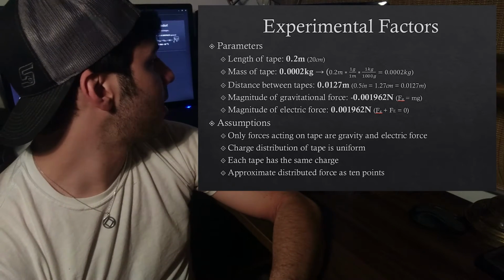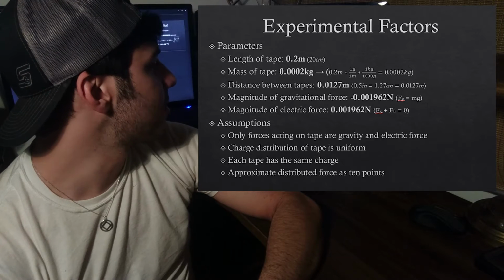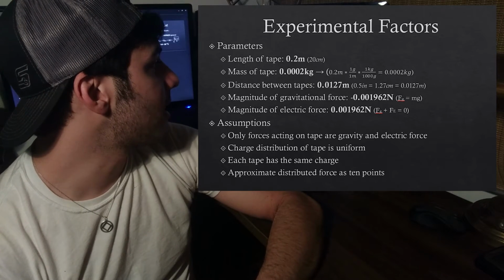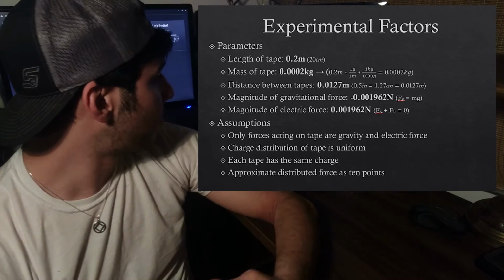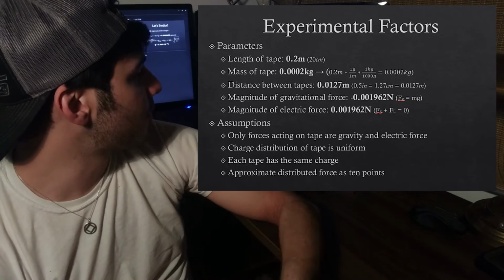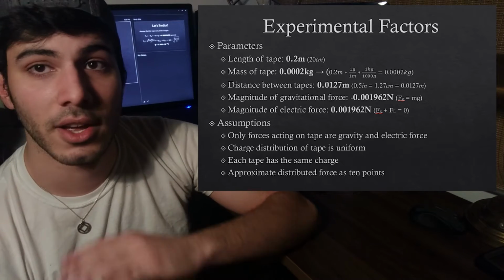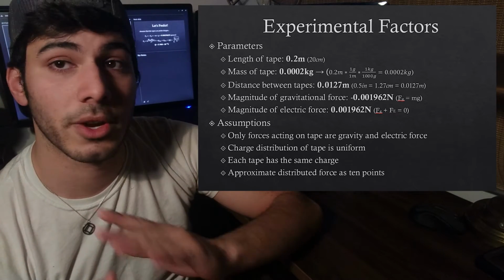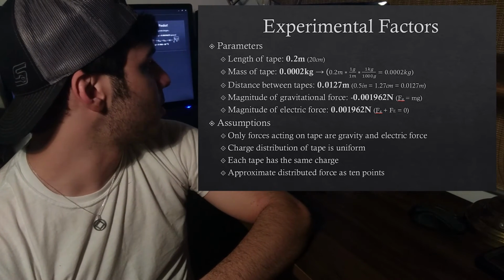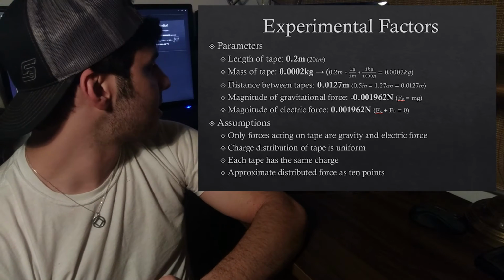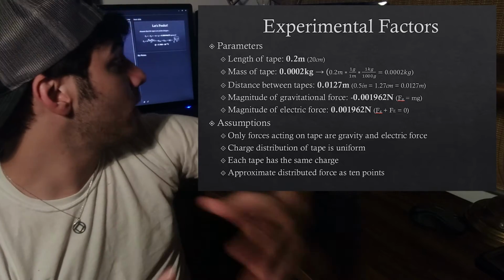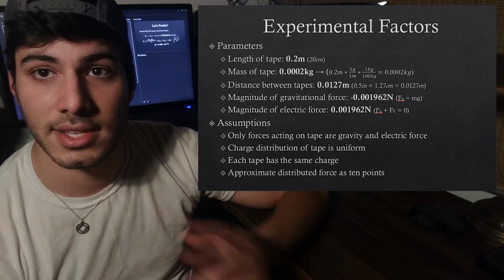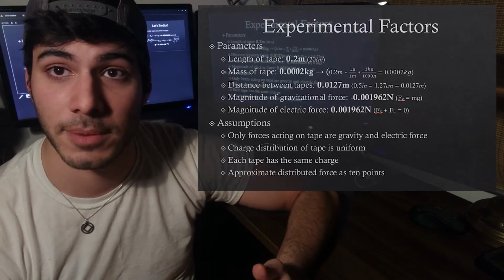Based on Newton's third law, we can assume that the magnitude of the electric force is 0.001962 newtons in the positive y direction. So there are some assumptions that we have to make in order to perform this experiment, one of them being that the only forces acting on the tape are gravity and the electric force. All the other things in this room that might skew that, we are ignoring. The charge distribution of the tape is uniform. Each tape has the same magnitude of charge, and we approximate the distributed forces as 10 points or 20 points as we did in GlowScript.